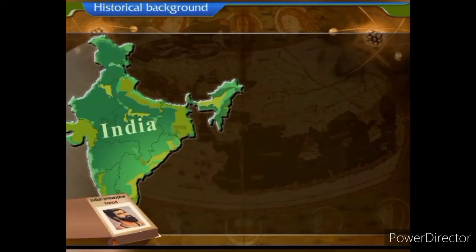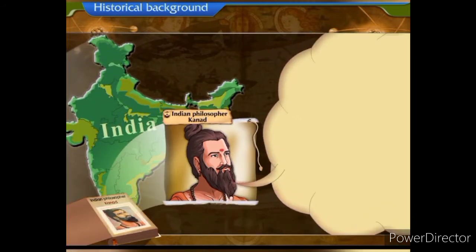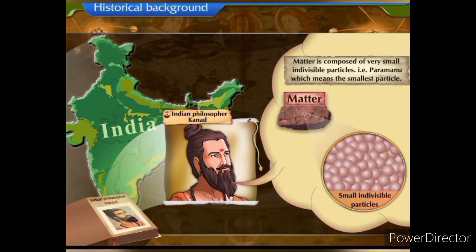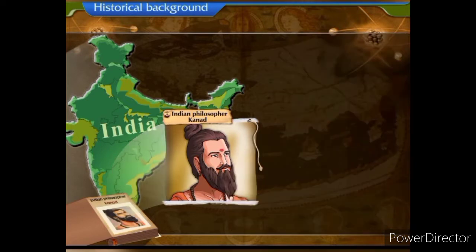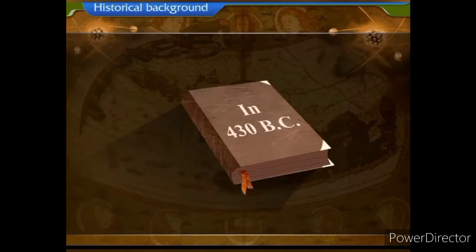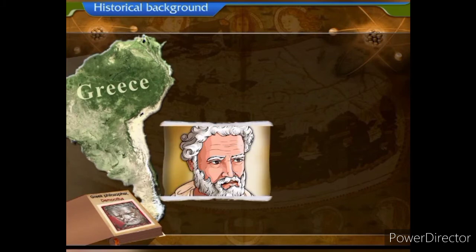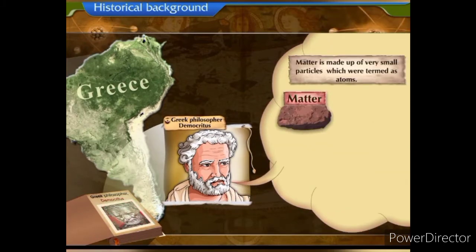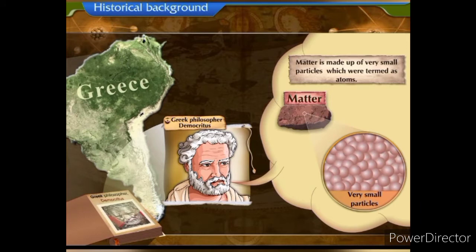Historical background. In the 6th century BC, an Indian philosopher, Kanad, suggested that matter is composed of very small, indivisible particles, that is, Parmanu, which means the smallest particle. Later, in 430 BC, a Greek philosopher, Democritus, postulated that matter is made up of very small particles which were termed as atoms.